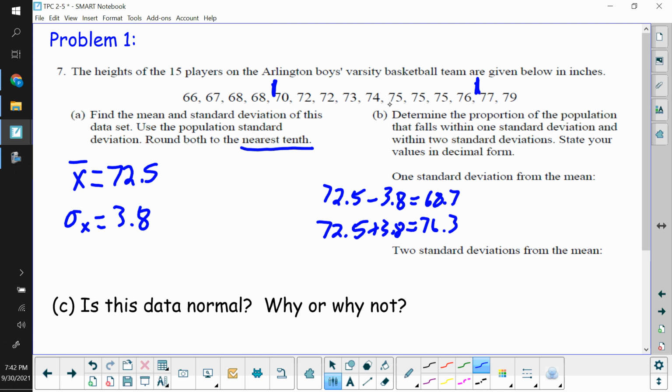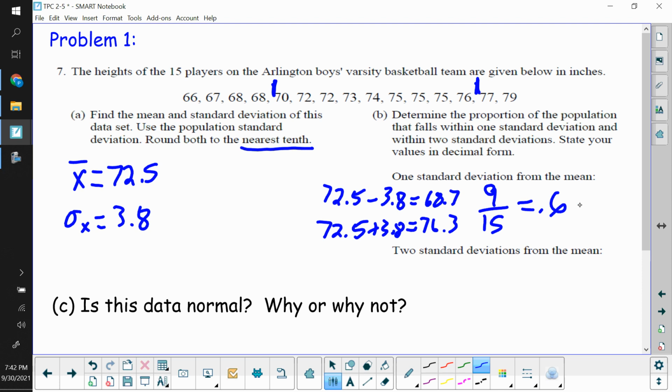So if we count up how many there are in the middle, 1, 2, 3, 4, 5, 6, 7, 8, 9. There are 9 of the 15. We're going to want to be able to compare that to our percentages. So we'll want to get the decimal. If we do 9 divided by 15, we get 0.6. So in other words, in this data sample, there's about 60% of the data within 1 standard deviation.